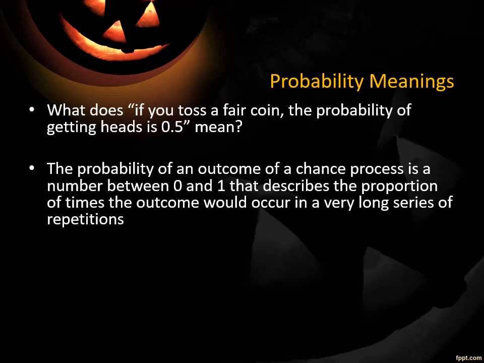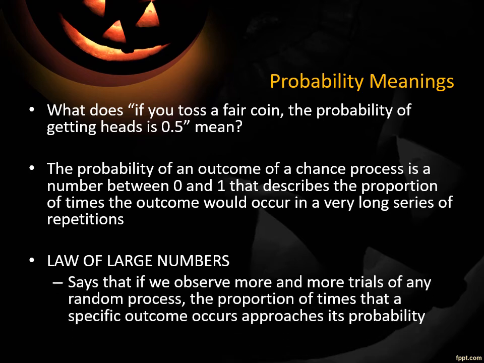So what about this idea that I said that probability is unpredictable in the short run, but predictable in the long run? The idea behind that is called the law of large numbers. That says that if we observe more and more trials of any random process, the proportion of times that a specific outcome occurs approaches its probability. So the more times we do something, the closer it will be to its true probability.